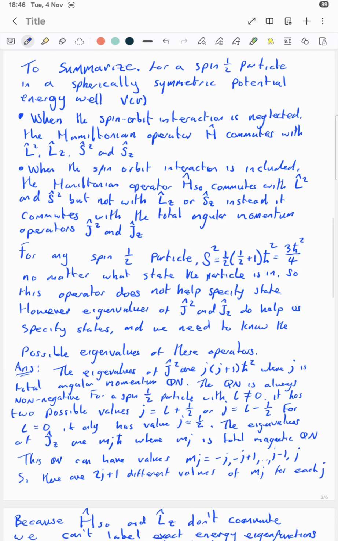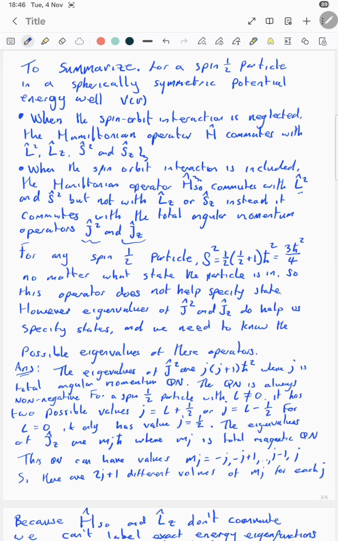Now, to summarize, for a spin 1/2 particle in a spherically symmetric potential energy well, V of r, when the spin-orbit interaction is neglected, the Hamiltonian operator H commutes with L squared, Lz, S squared, and Sz. When the spin-orbit interaction is included, the Hamiltonian operator H SO, which is the Hamiltonian for spin-orbit interaction, commutes with L squared and S squared, but not with Lz or Sz. Instead, it commutes with the total angular momentum J squared and J sub Z.